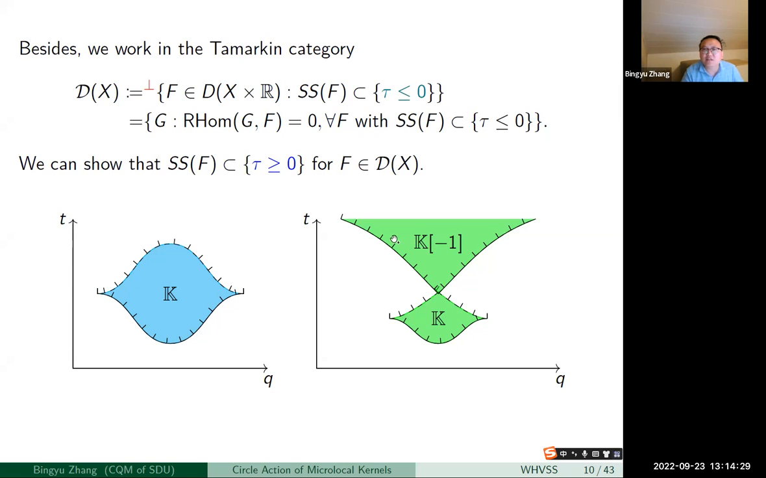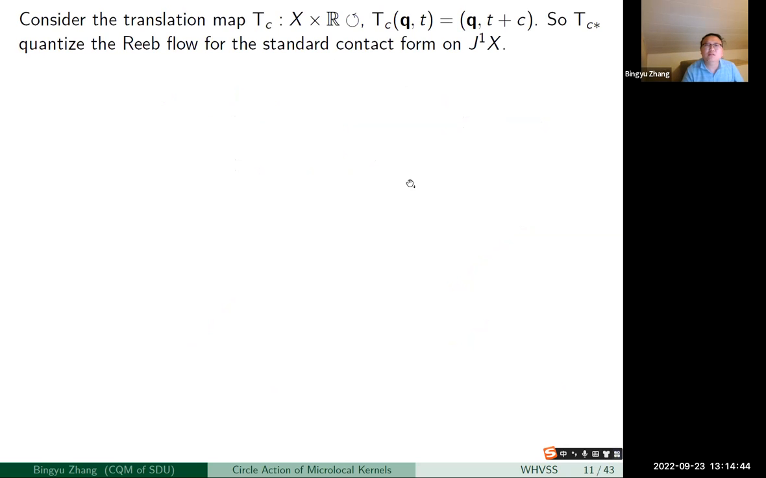And the right-hand side is an example of a Chiu-Tamarkin category, which is constructible. We have two pieces, 1k and 1k minus 1. And here, we have a non-trivial extension between this class. Okay, now let's consider the Reeb flow of the standard contact form on one jet space.